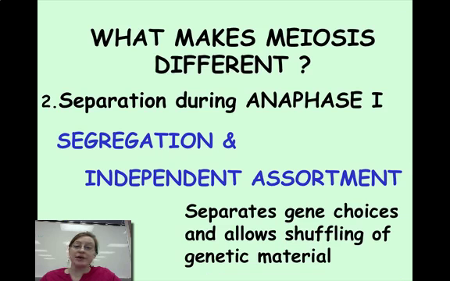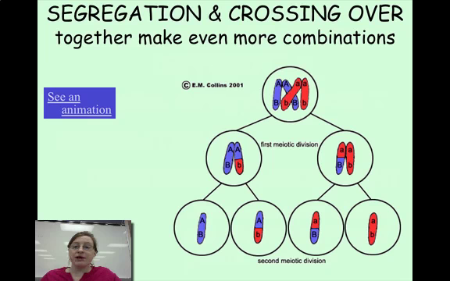All right, the second thing that makes meiosis different: when we separate in anaphase 1, the 1 meaning the first round of division, there's nothing controlling the order or the way in which these homologous pairs line up. Let me show you a diagram. Here we see a parent cell, and because of segregation and crossing over, we can make all these different combinations, as I said before. So there are your 4 separate cells. How does independent assortment play a role in this? Let me show you.